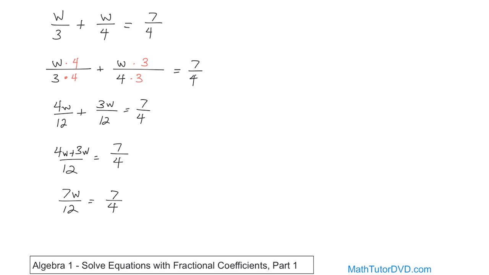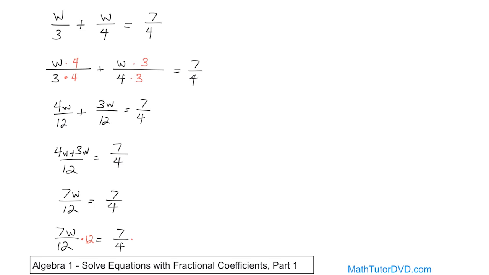So you see, we did all of that work just to get down to the point where we had 7w divided by 12, a single fraction on the left-hand side, because now we want to get w by himself. So how do we isolate w? Well, there's a couple of different things you can do. The first thing we're going to get rid of is that denominator. That 12 is not good for us. So we have 7w divided by 12 equals 7/4, and we'll multiply the left by 12.